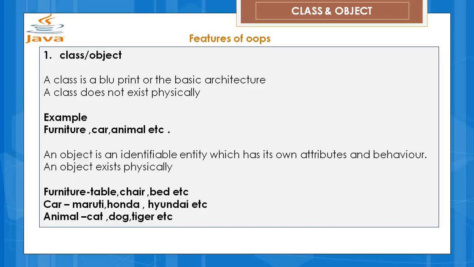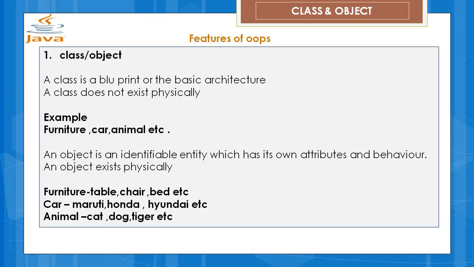So what is an object? If you have to define an object, what is an object? An object is an identifiable entity. Any entity which has its own identity, its own attributes and behavior. That's what an object is. And an object exists physically. You, me, we all are objects. We all have our own identity, our own properties, attributes, and our own behavior. And we all belong to the human class, right?